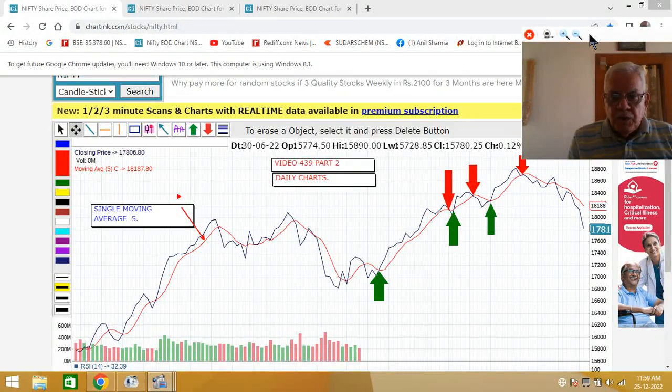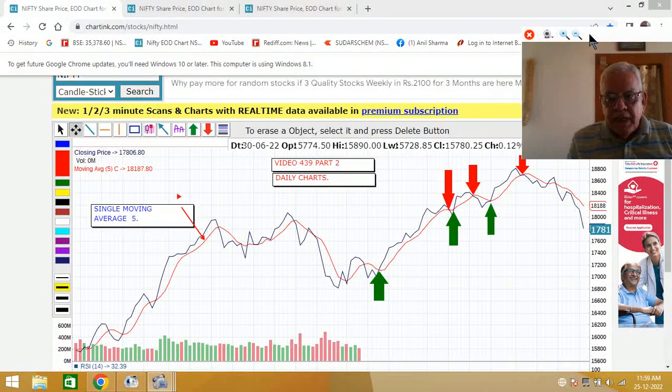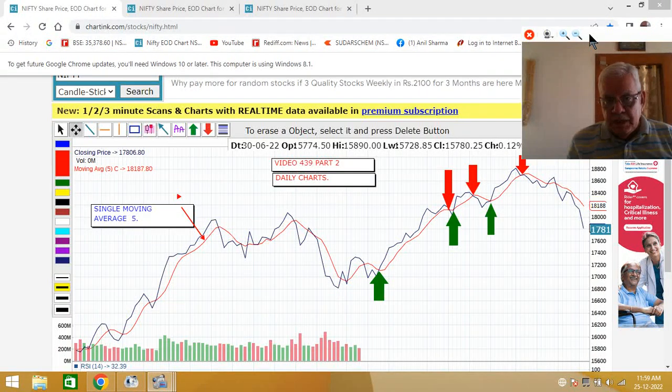And believe me, if you want to succeed in the share market, then moving average is the most important single indicator in the share market. Why? Because moving average, friends, is always right. It gives very correct buy and sell signals.